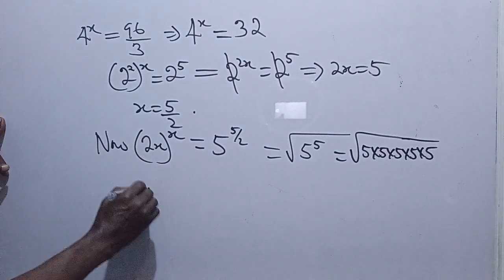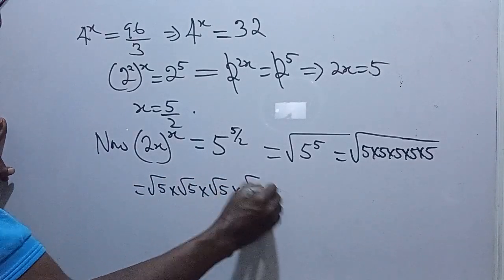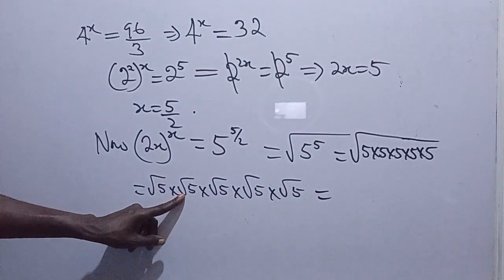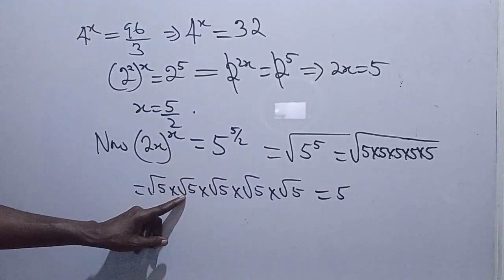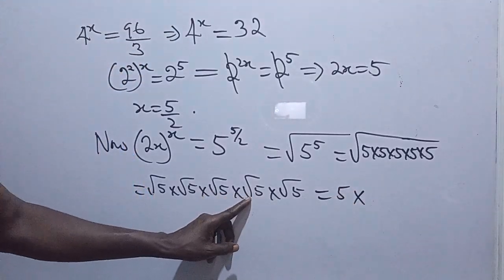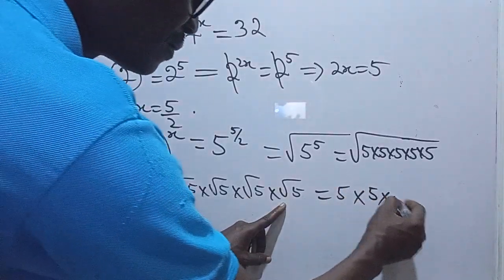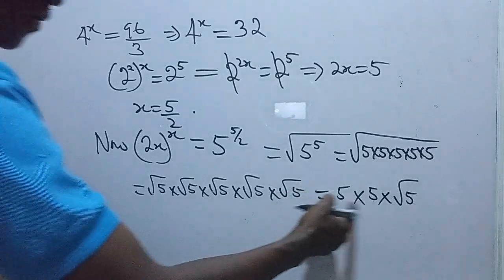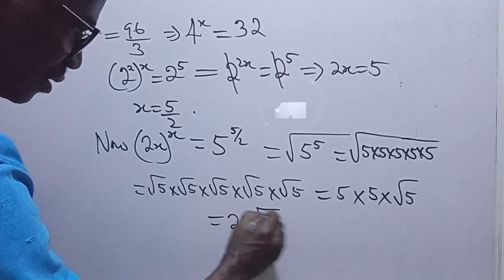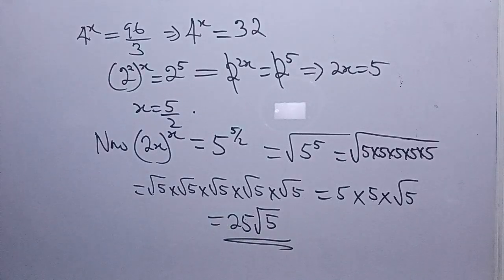So let's split it. We have root 5 times root 5 times root 5 times root 5 times root 5. So how do we now get the answer? Root 5 times root 5 is 5, because root 5 times root 5 is root 25, and the result is 5. Let's pick another root 5 times root 5, which is also 5, because it's root 25, and the square root of 25 is 5. Then times the last one, root 5. So 5 times 5 now is 25. I hope you get that. Times root 5, 25 root 5. So the value of 2x raised to power x is 25 root 5.